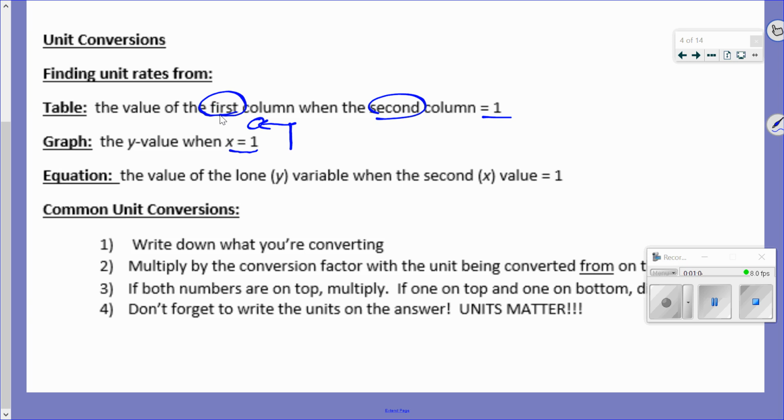If I have an equation, the equation, guys, is always written as y equals some constant times x. So if I want to find out what the unit rate is, I substitute a 1 in for my x and multiply it by whatever constant is there. That gives me my unit rate. Okay? We'll get to practice on all three of those, but understand that's the way we're doing it. What we're really doing is looking for my y when my x is 1.